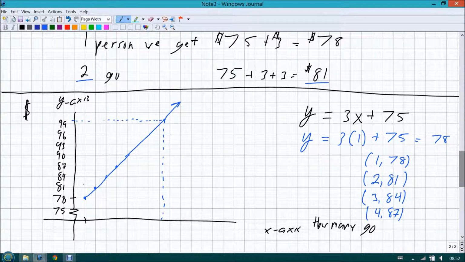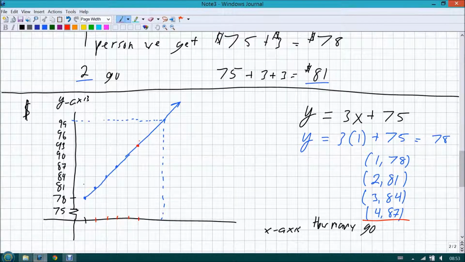What if only 4 people go? Well, let's say 6 people go, right? I wouldn't want to have to do the arithmetic for it. I could just go over to 6. 1, 2, 3, 4, 5, 6. Go up right here and across: 93.